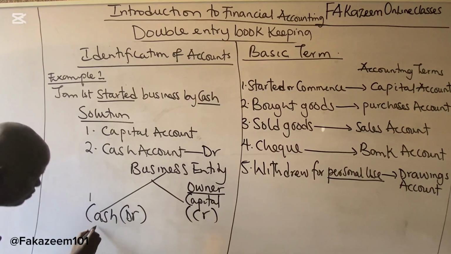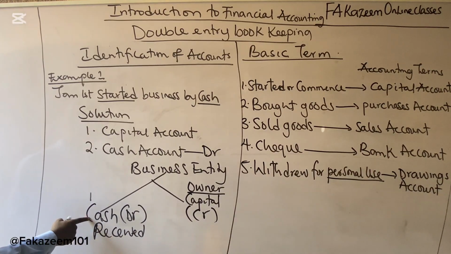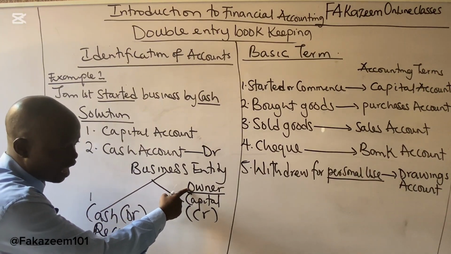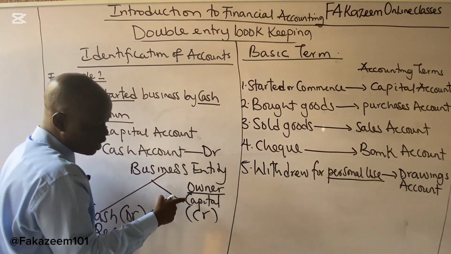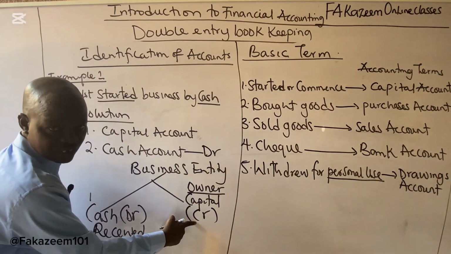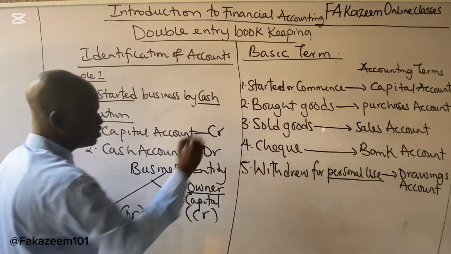What the business receives is cash. Receiving it from whom? From the owner. And the owner is being represented by the capital. Now, the owner is giving out credit. What represents the owner is capital. In that case, capital account is credit.